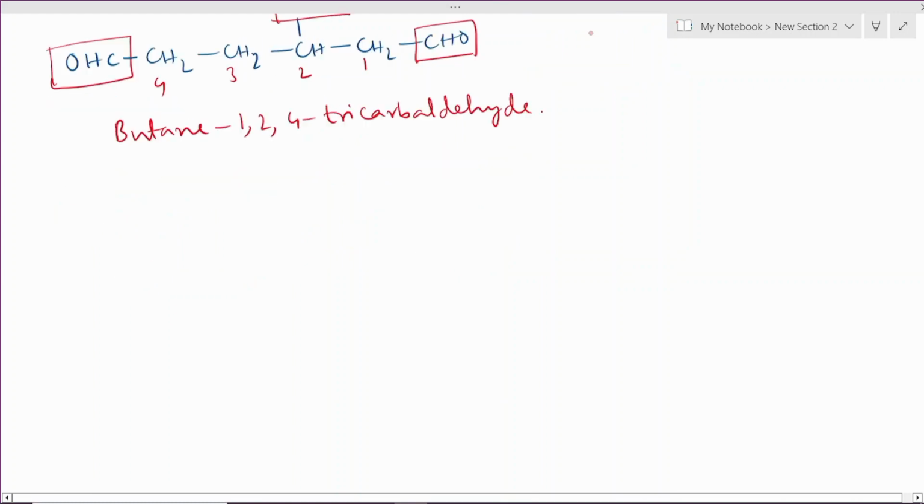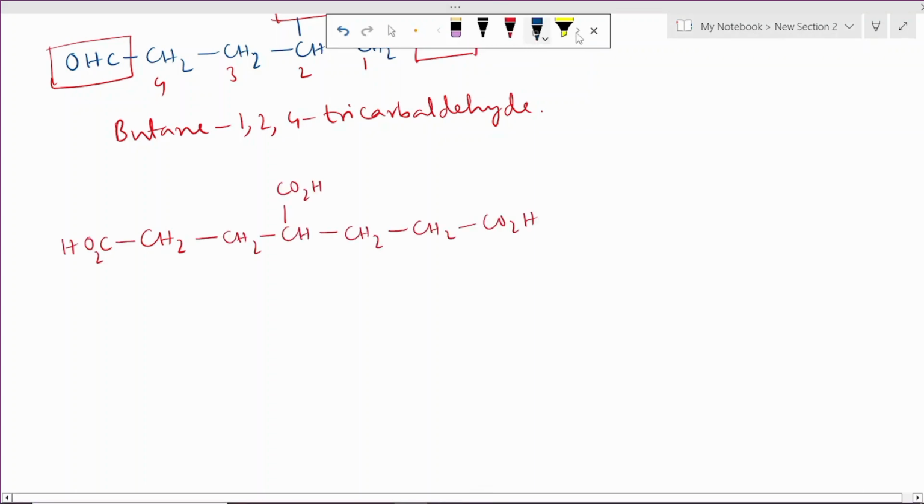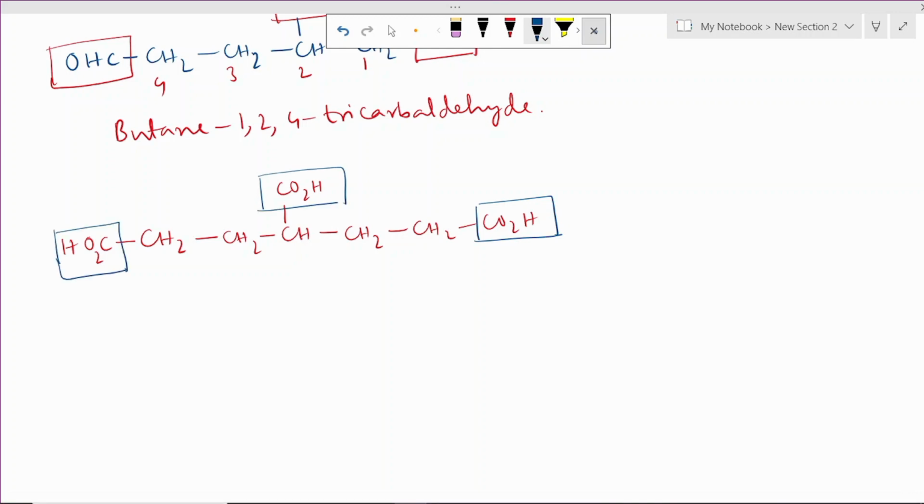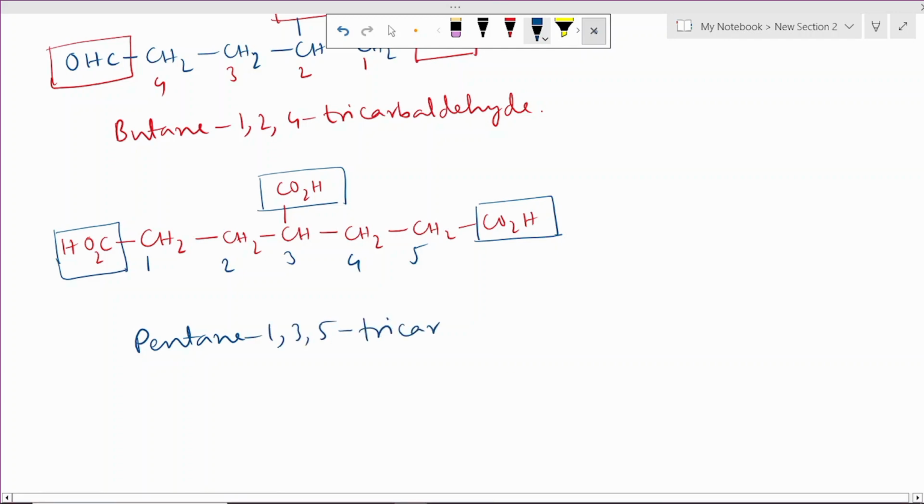We take another example. Suppose this compound is taken. Here also we can see that the same functional group is present. So in this case also numbering will be done 1, 2, 3, 4 and 5. So the name will be pentane-1,3,5-tricarboxylic acid.